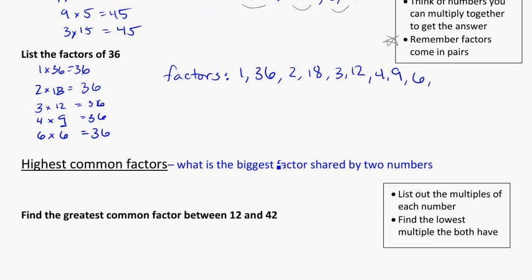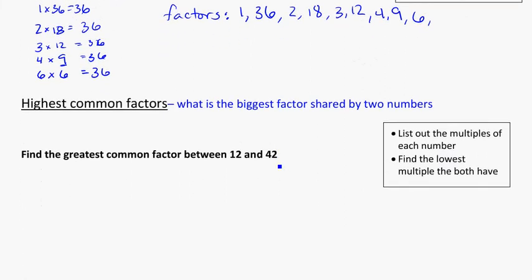So we actually end up using these in fractions, which I'm sure you'd love to know. But one of the skills that we need to know is the highest common factor. So what's the biggest factor shared by any two numbers? Similar to finding a common multiple, list out all the factors of each number and find the highest factor they both have. Okay, so factors of 12. We've got 1 times 12, 2 times 6, 3 times 4.